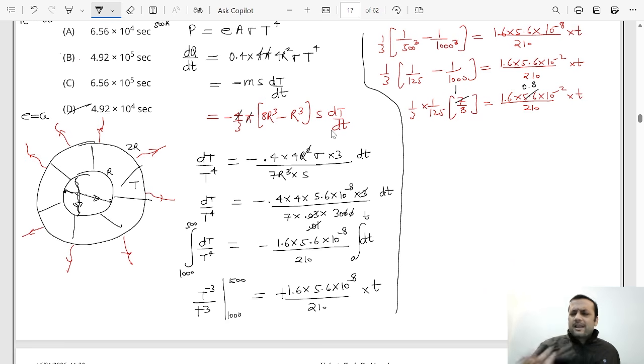Okay, you can do the calculation. I think calculation anybody can do, not a very difficult calculation also. So I hope you were able to understand the idea of this question, the physics of this question. All right, let's move to the next one.